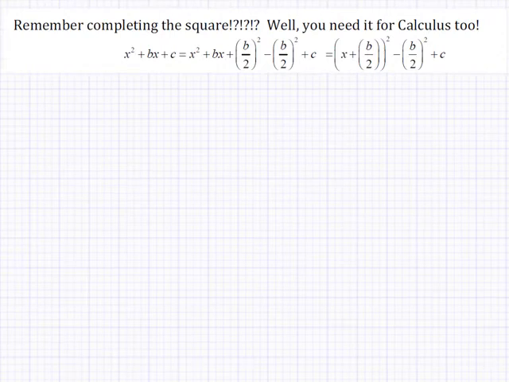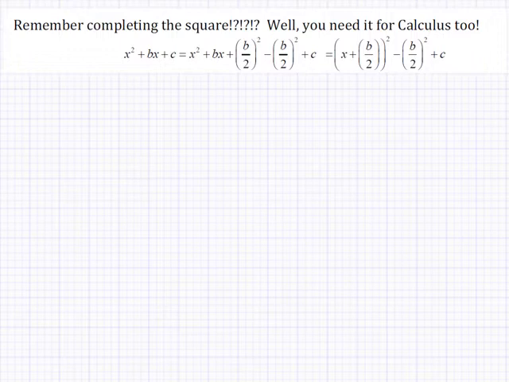Okay, so we're going to take a little side street here before we get back into calculus. Completing the square. Completing the square is a method of solving quadratic equations that you would have learned all the way back in algebra.